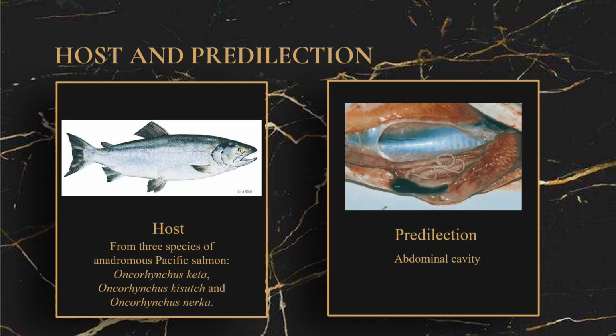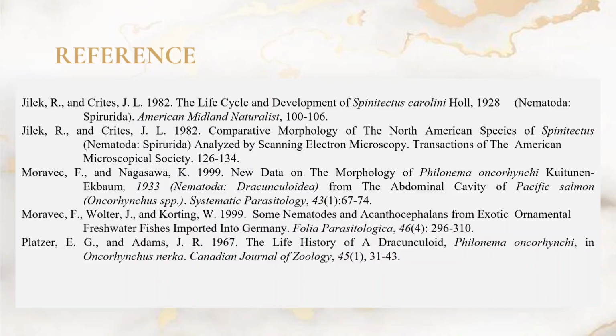Hosts of Philonema are 3 species of anadromous Pacific salmon. The first is Oncorhynchus keta, Oncorhynchus kisutch, and Oncorhynchus nerka. And the predilection is the abdominal cavity.